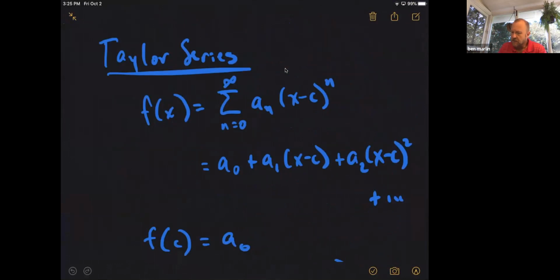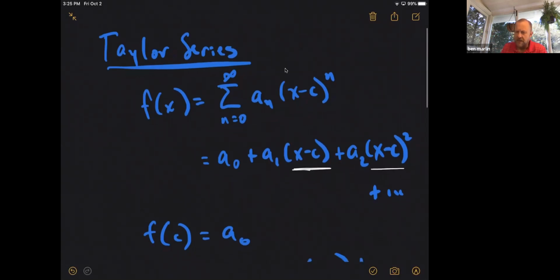So the thing that we need to notice here when we expand it out like this is if you plug in the value c to any of these terms past the first one, poof, they just disappear. So that means that your f of c needs to actually be a0.